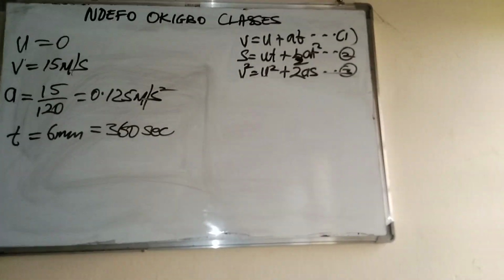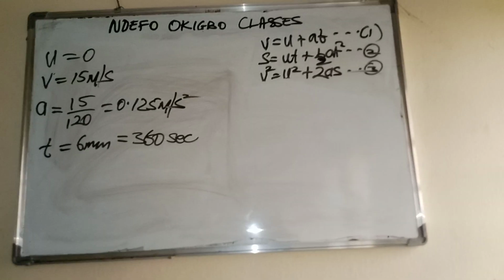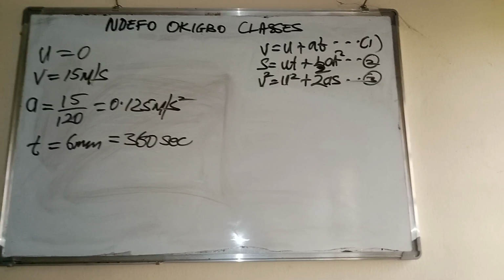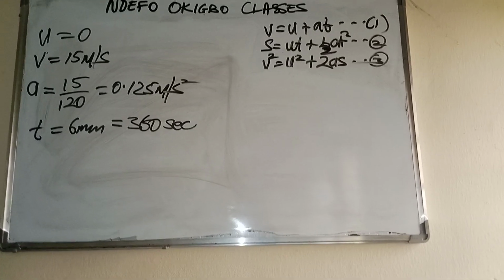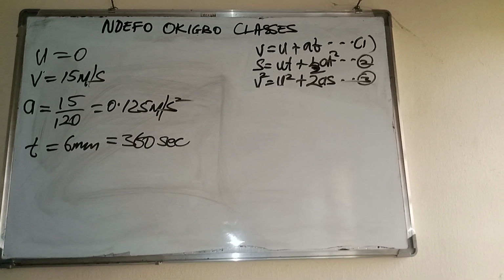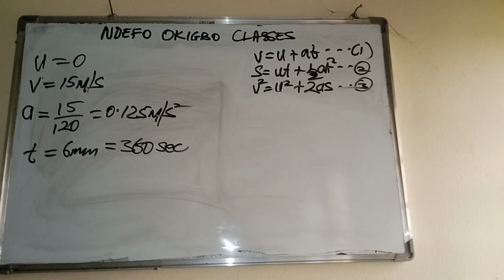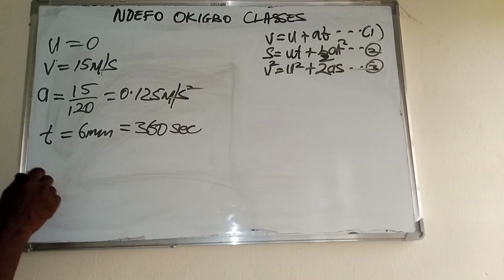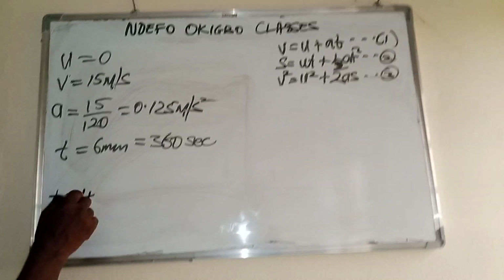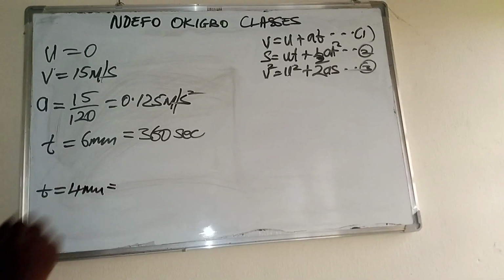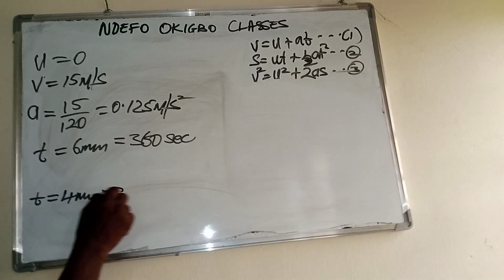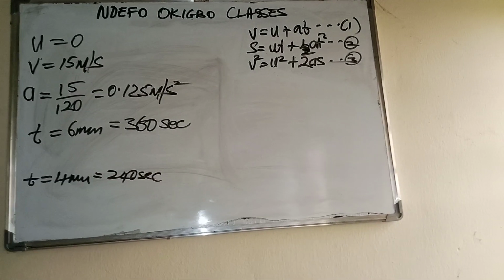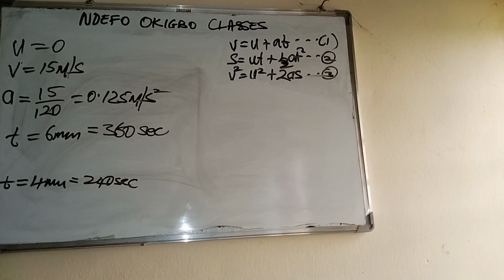The question then goes on to say the vehicle was brought to rest with a uniform retardation, that's deceleration, in 4 minutes. The period of coming down was 4 minutes, which is equal to 240 seconds, that is 4 times 60 seconds.